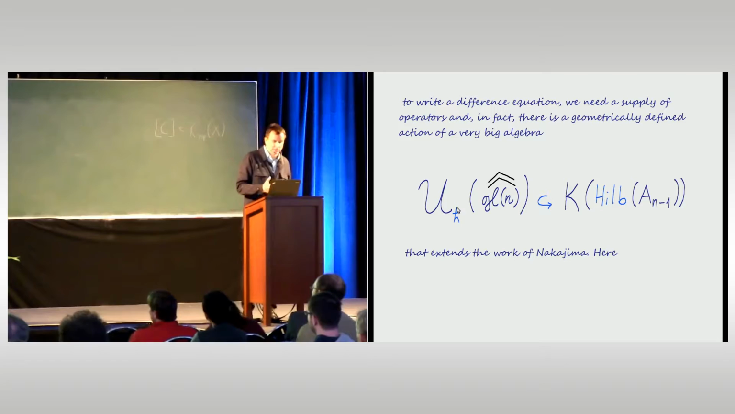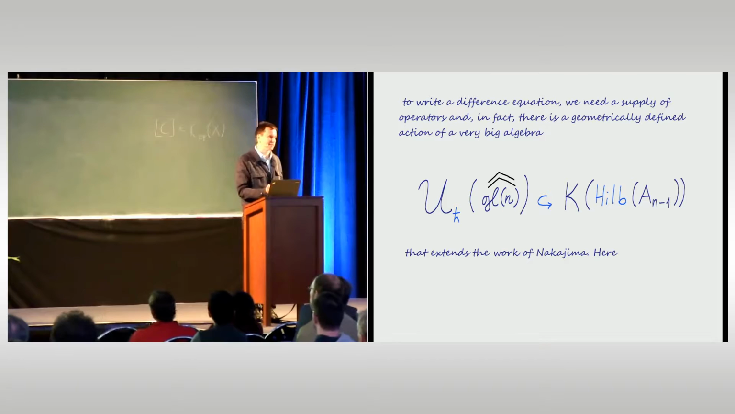So there's a huge algebra, in fact, that acts on this space. This is why it's called a Nakajima variety: Nakajima invented those varieties so that big algebras act on them. And this is an even bigger algebra than what Nakajima constructed.